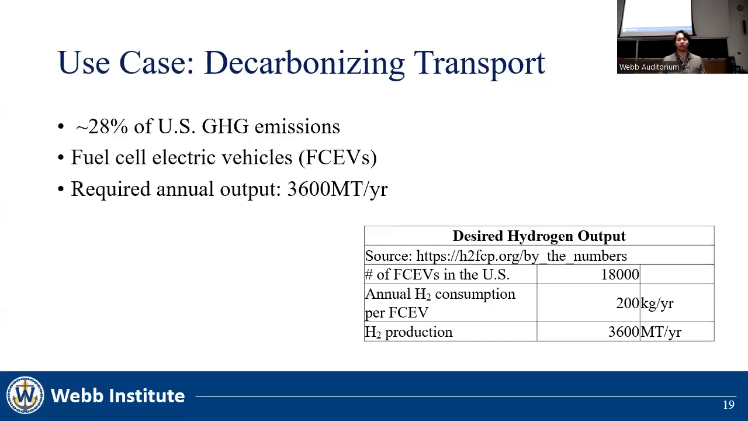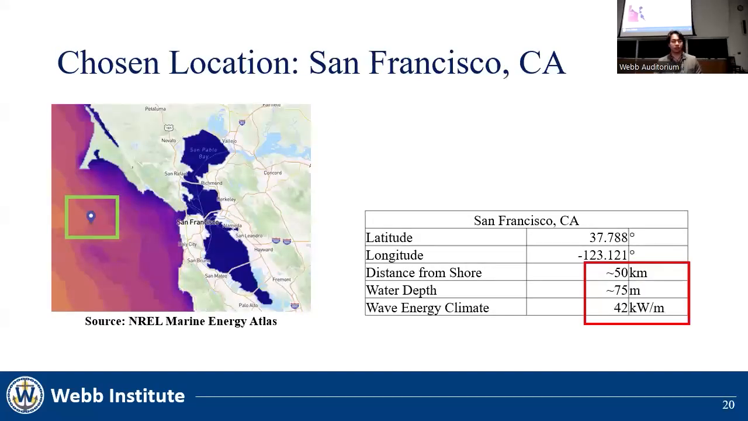So the use case analyzed in this thesis is decarbonizing transport, which currently accounts for 28% of US greenhouse gas emissions. Fuel cell electric vehicles are one method of decarbonizing transport, as they use hydrogen as fuel. There are currently 18,000 fuel cell electric vehicles in the United States. Assuming each of these electric vehicles consumes, on average, 200 kilograms of hydrogen fuel per year, the resulting hydrogen production baseline is 3,600 metric tons per year.